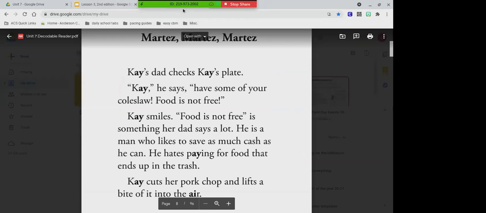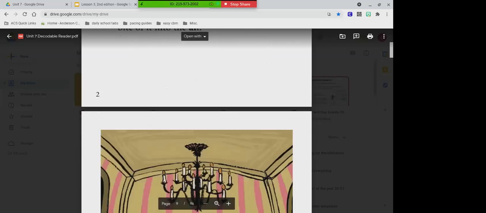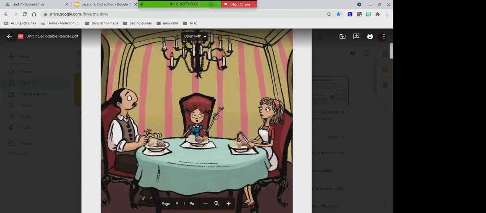There, Martez, Martez, Martez. Kay's dad checks Kay's plate. Kay, he says, have some of your coleslaw. Food is not free. Kay smiles. Food is not free is something her dad says a lot. He is a man who likes to save as much cash as he can. He hates paying for food that ends up in the trash. Kay cuts her pork chop and lifts a bite of it into the air. And there she is, lifting it into the air.